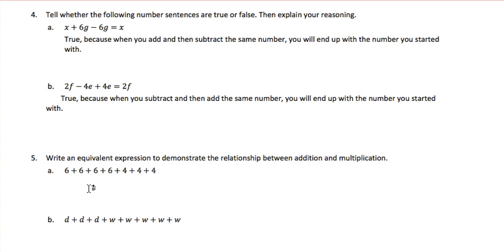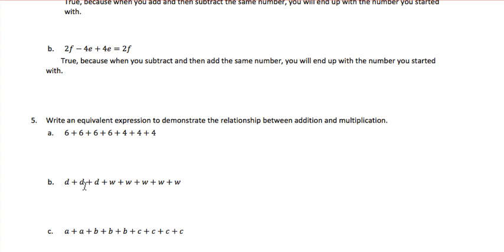In 5, they're asking us to write an equivalent expression to demonstrate the relationship between addition and multiplication. So in order to complete this, we have two different numbers working together, but we do have repeat addition of each number separately. So we have 4 6s, 1, 2, 3, 4, and we can write that as 4 times 6.